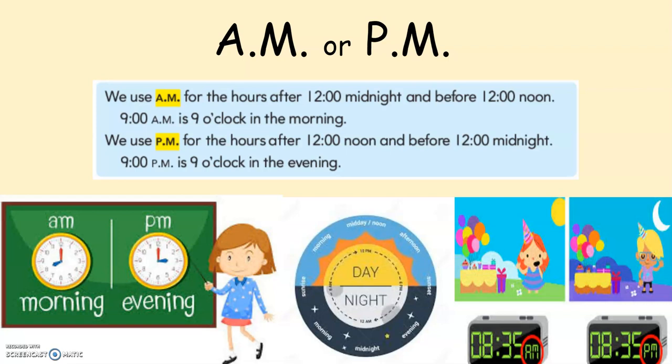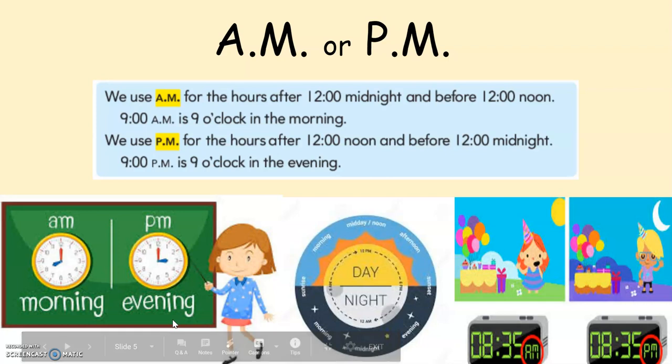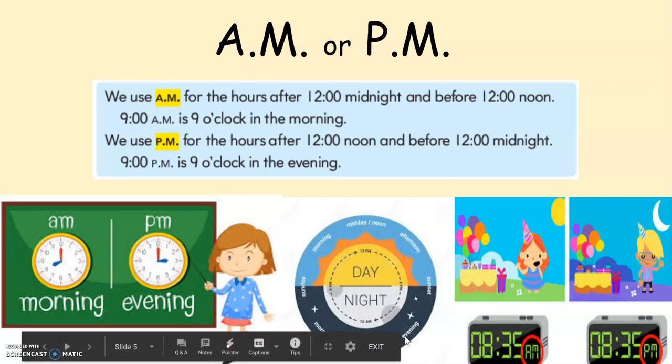I have some pictures here that you can look at. Right here, AM means morning, PM means evening. We all know the difference between day and night. And look at this little kid's birthday party. 8:35 a.m. That's an early morning birthday party. 8:35 p.m. That's a nighttime birthday party.